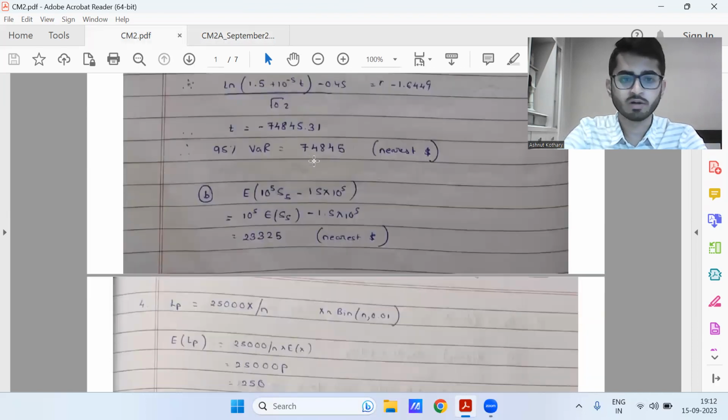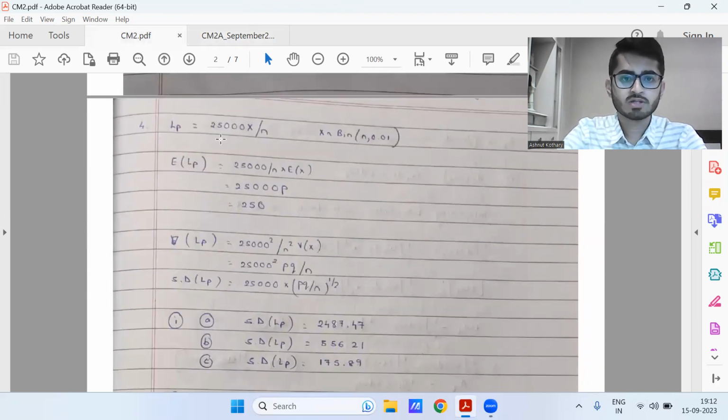So let me take you all through the numerical part quickly. This is my loss: 25,000 times X, where X follows Binomial(n, 0.01). When I try to find its expectation, it will come out independent of n.